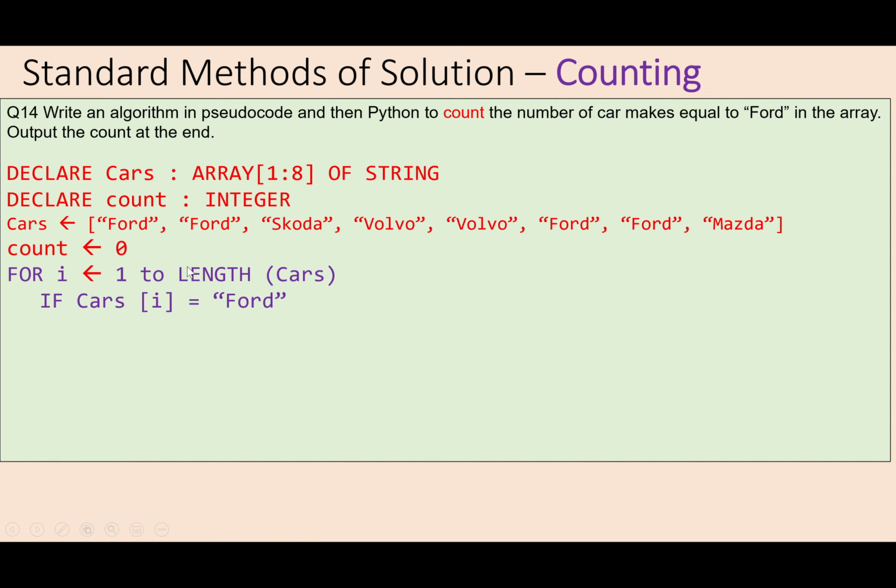Okay, so we have the answer here. For I is 1 to the length of cars, so we want our loop to go however many elements are in the array. If cars I is equal to Ford, because we're trying to count the number of Fords, so if it is Ford, we want to add 1 to the count. If it isn't Ford, then it obviously won't do this. So if the cars I is not equal to Ford, it'll skip adding 1 to the count. And then we want to do our next I, so we'll keep going around and we'll output the count. Very similar to the previous pseudocode.